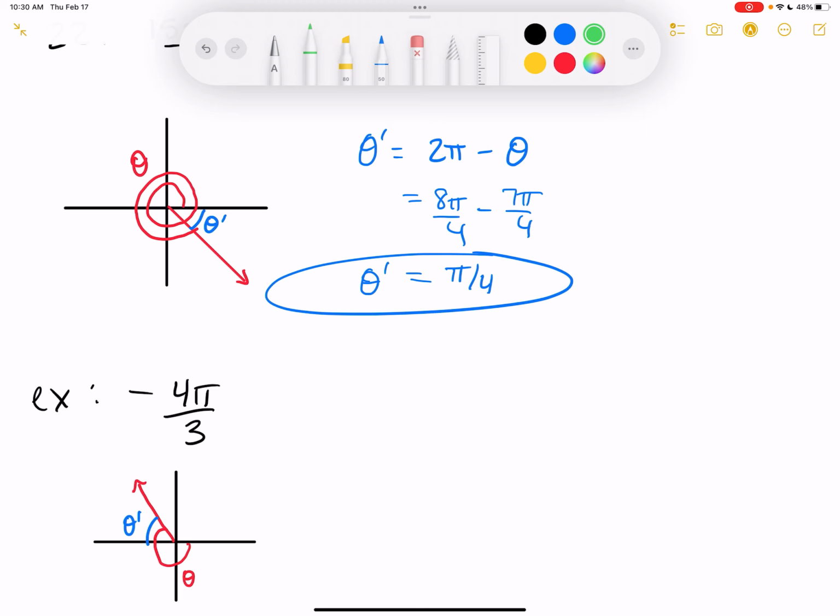Doesn't theta have to be positive? Yep, so we're going to redraw theta to be right here. We're going to use this one instead.